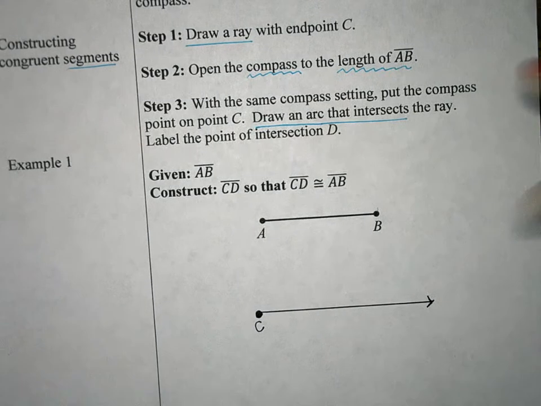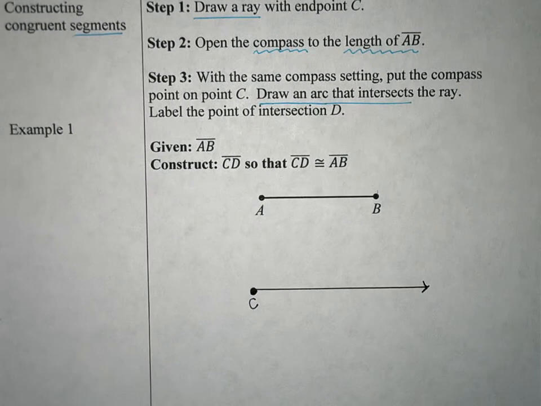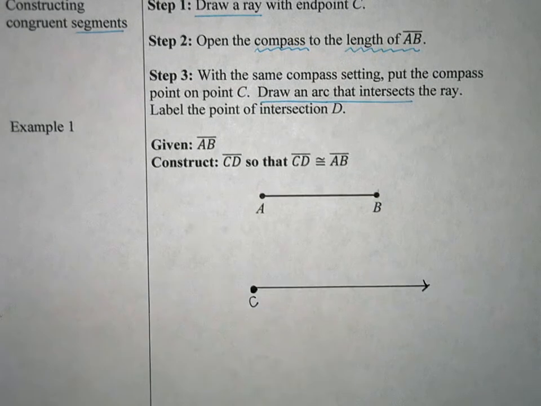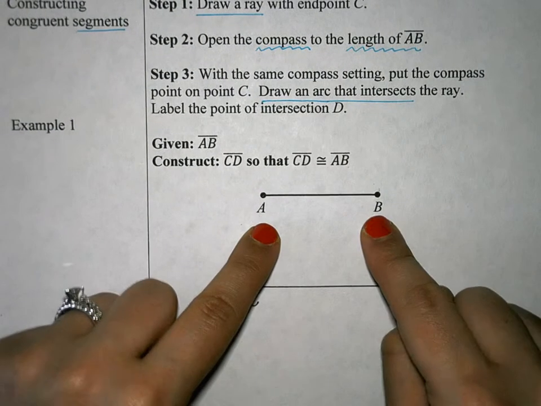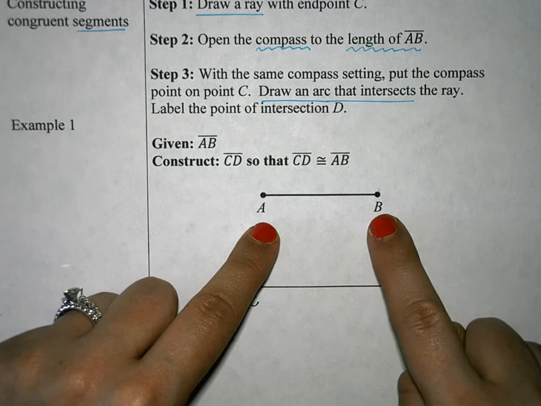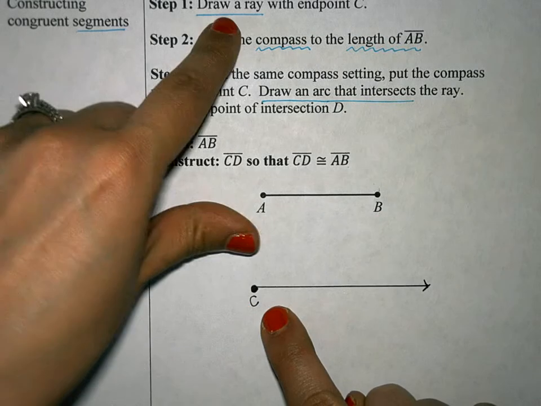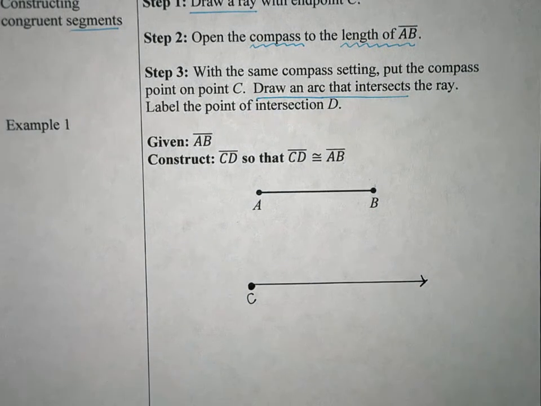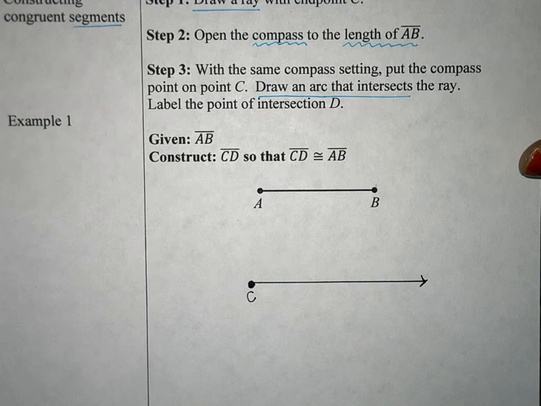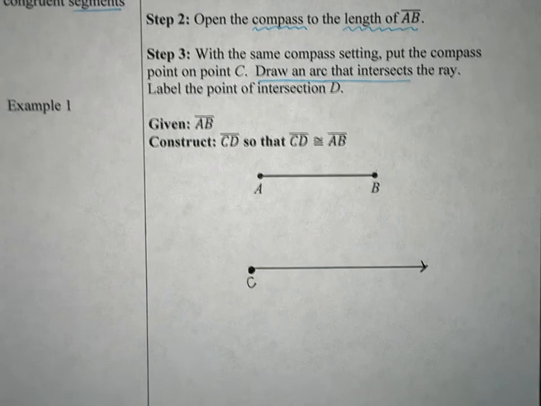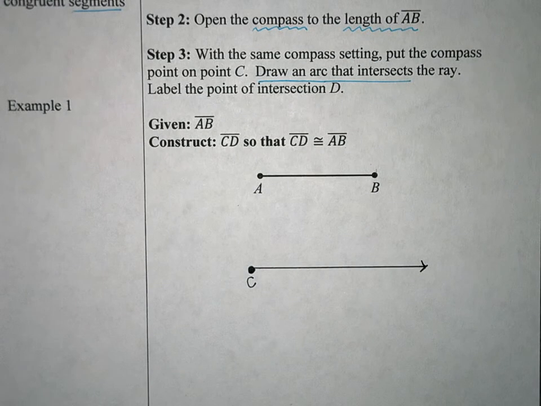Put an arrow on it. The length of the ray doesn't matter because that is not our segment. We're going to use the compass to copy the segment. So far you should have the given AB, which you were drawing yourself. And then we did the first step, which was to draw a ray with endpoint C. So our next step is to open the compass to the length of AB.